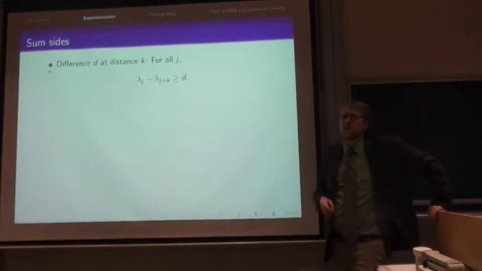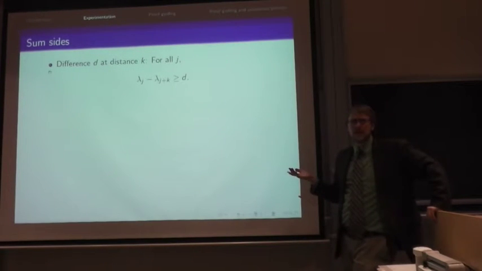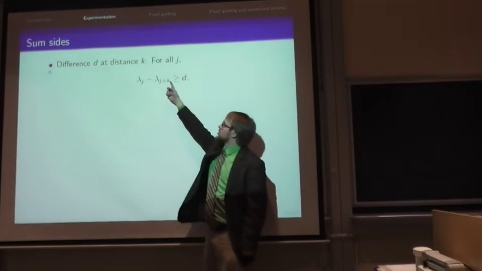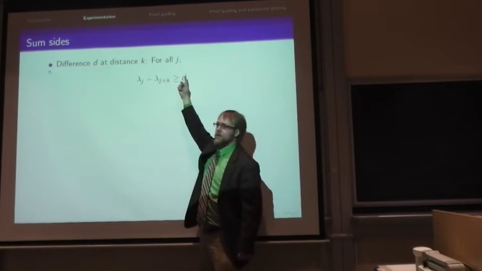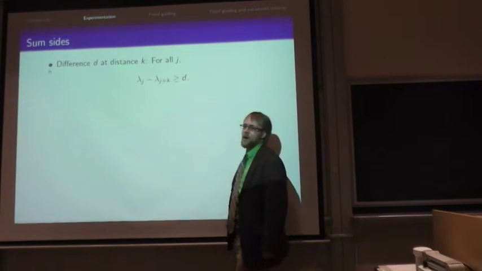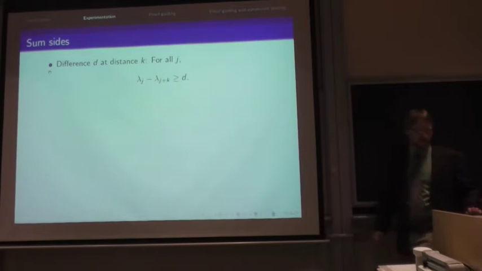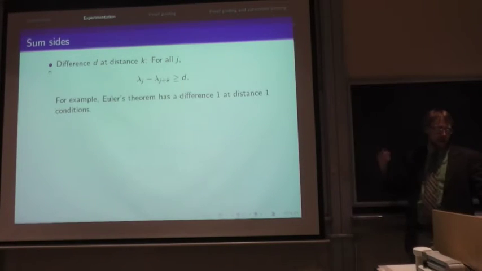So before, we saw the distinct parts, that's our one example so far. This just works by setting k equal to 1 and d equal to 1. That will make sure that all your parts are distinct. And that's exactly what I just said there. Euler's theorem has difference 1 and distance 1.